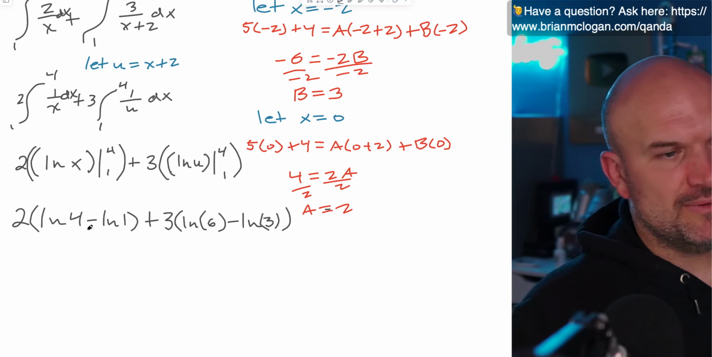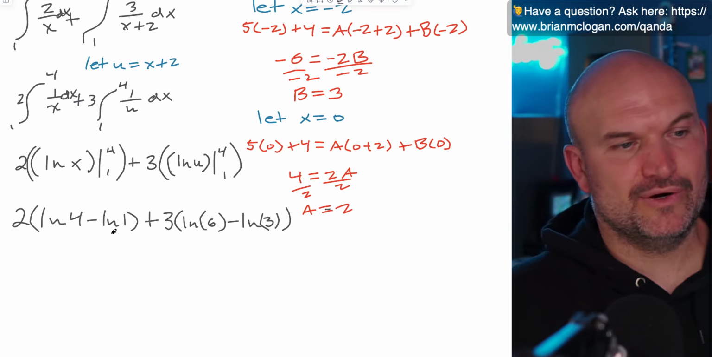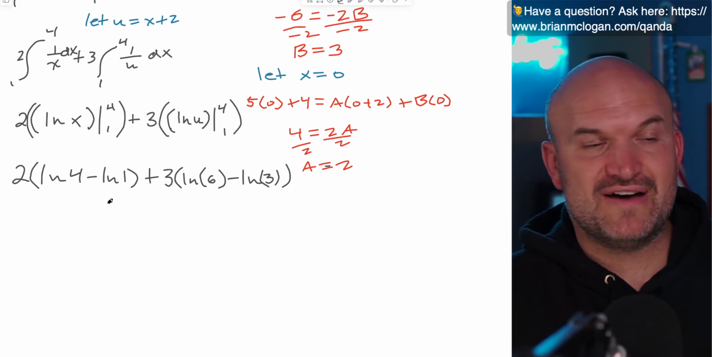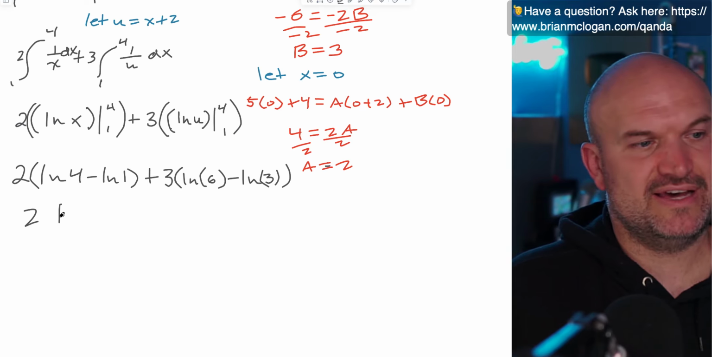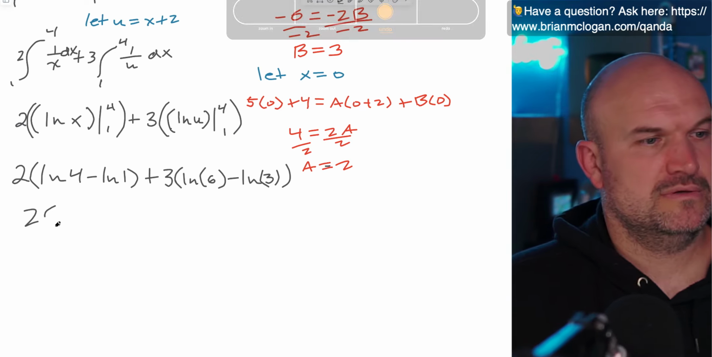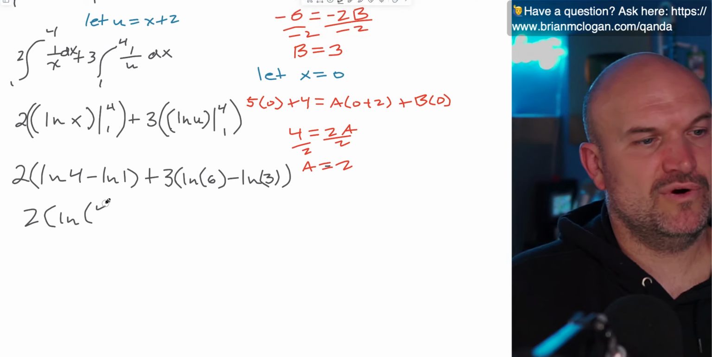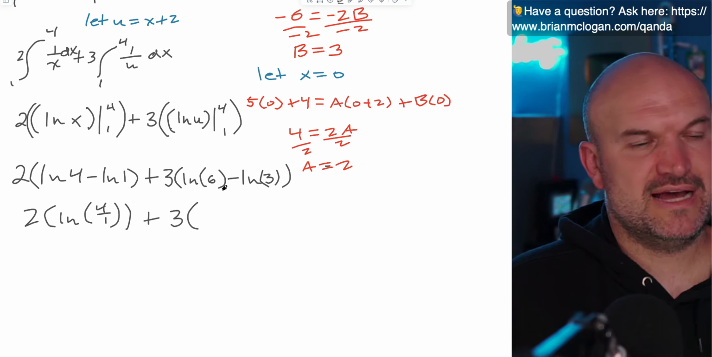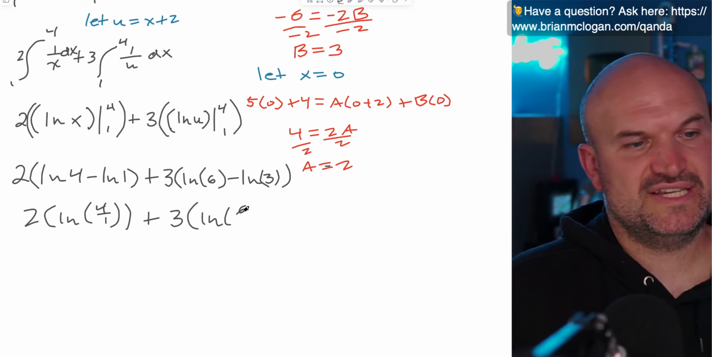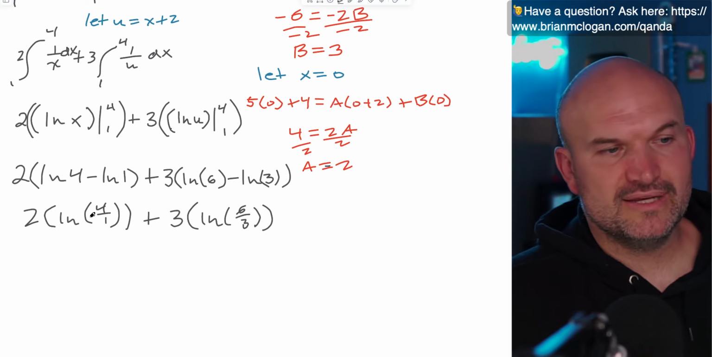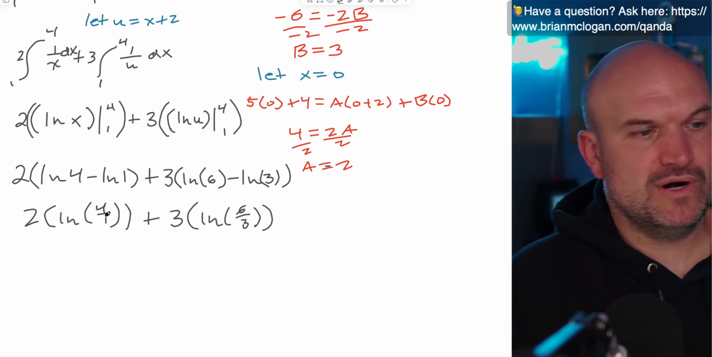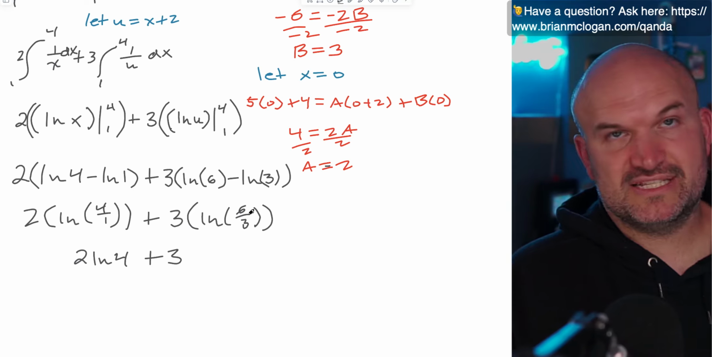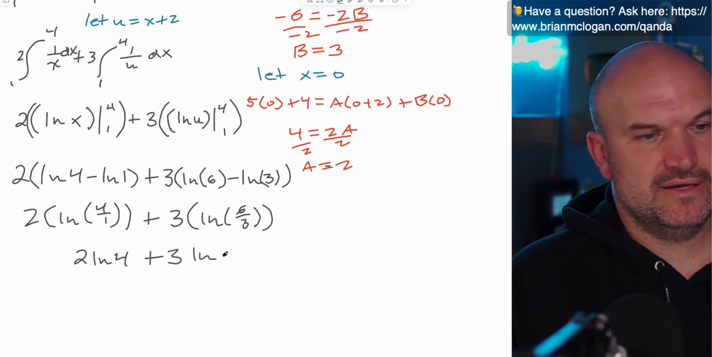Okay, so now what you recognize is I can use some logarithmic properties, right? Remember, when you have an ln subtracted by another ln, you can just divide your arguments. So in this case, I can simplify this to 2 times ln of 4 divided by 1, plus here 3 times ln of 6 over 3. Now this will be simplified to 4 ln of 4 plus 3, and 6 divided by 3 is just going to be 2. So 3 ln of 2.